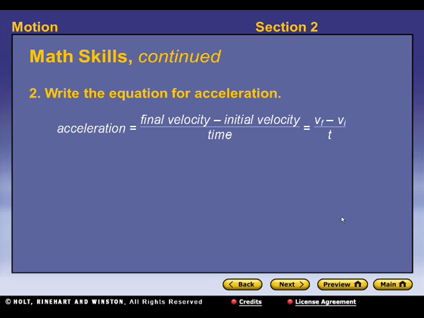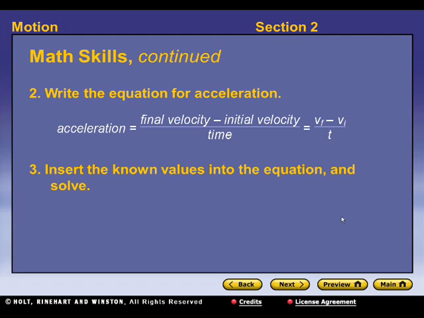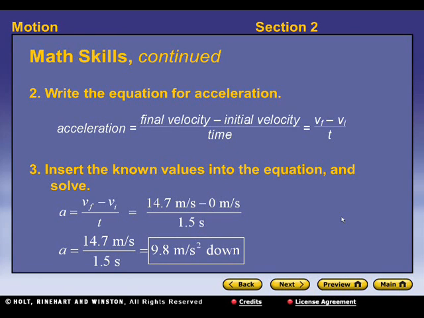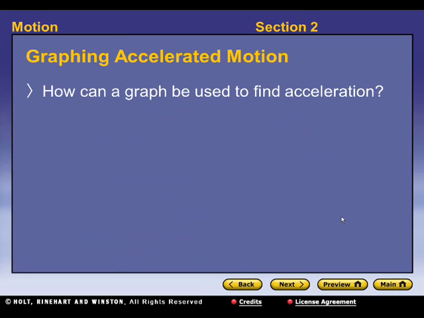And what is unknown is the acceleration. That's what we've got to find. So we write the equation here. Acceleration is final velocity minus initial velocity over time. We insert what we know about those givens into the equation. So the final velocity was 14.7, the initial was 0, so it's 14.7 minus 0 divided by 1.5 seconds. When you divide those two out, it gives you 9.8 meters per second squared, and direction is down. That's the way it was accelerating.